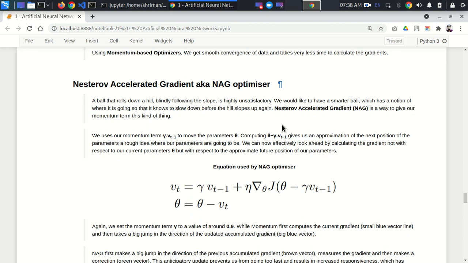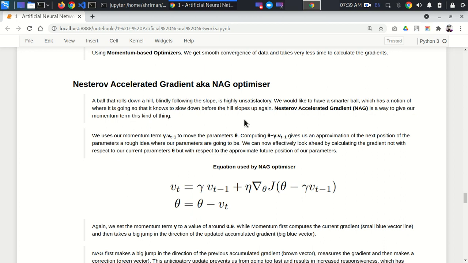What is this actually trying to say? People have introduced this new, different kind of optimizer. See here, a ball which is rolling down a hill, blindly following the slope, is highly unsatisfactory. We would like to have a smarter ball which has a notion of where it is going, so that it knows to slow down before the hill slopes up again.